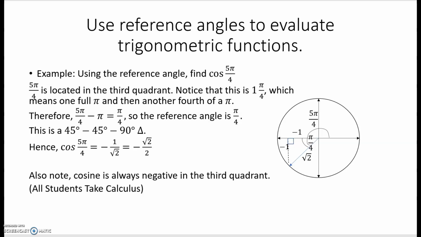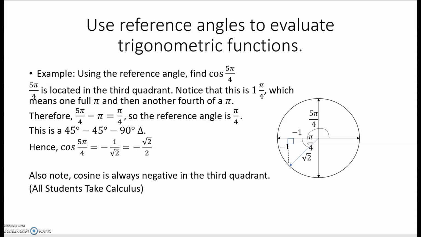Okay, let's finish up section 7.3. Using reference angles, we're going to find cosine of 5 pi over 4. Now, first of all, we've got to figure out where 5 pi over 4 is.